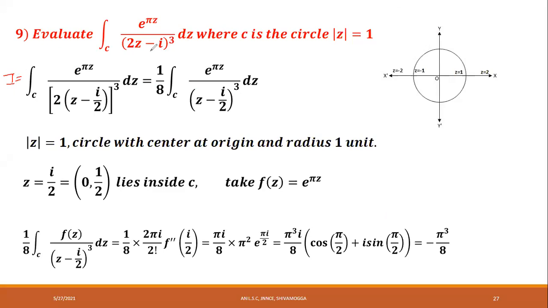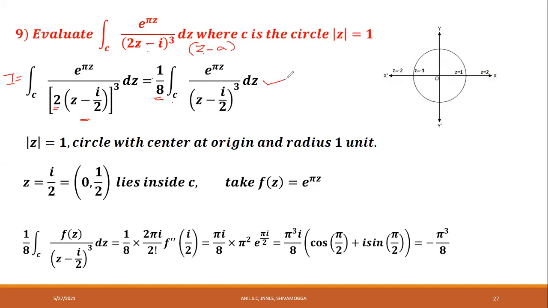We want a linear factor in the form z minus a in the denominator. Whatever may be the index, it must be in the form z minus a. Therefore, this 2 is to be taken outside. Take 2 as common factor, so you get (z minus i by 2) whole power 3 inside. This is equal to the integral over C e power pi z, and 2 cube is 8, keep it outside, divided by (z minus i by 2) whole cube dz.